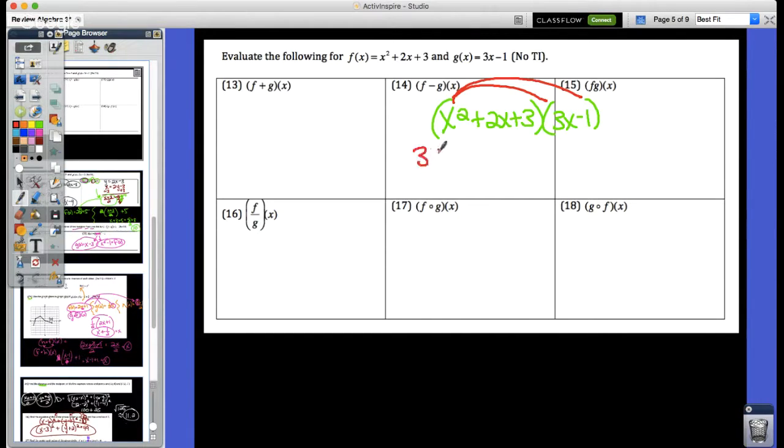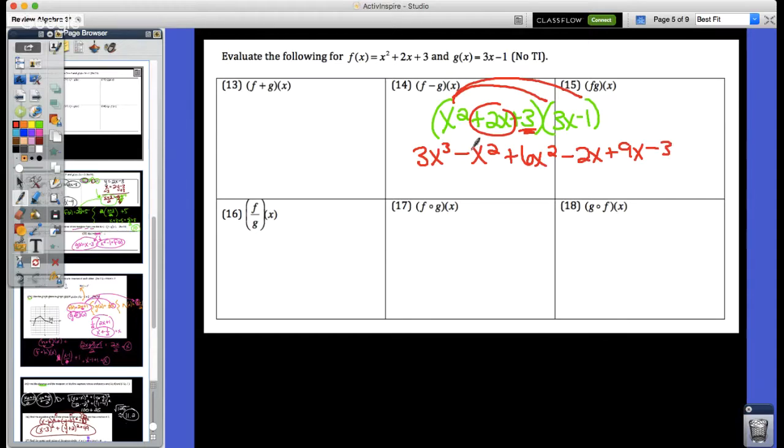And when I do that, I get 3x to the third. X squared times negative 1 is negative x squared. Now we go to 2x. 2x times 3x is 6x squared. Okay, just distributing. 2x times negative 1 is negative 2x. Now last one, right? 3 times 3x is 9x. And 3 times negative 1 is negative 3.